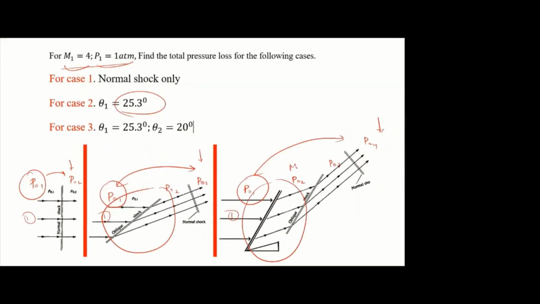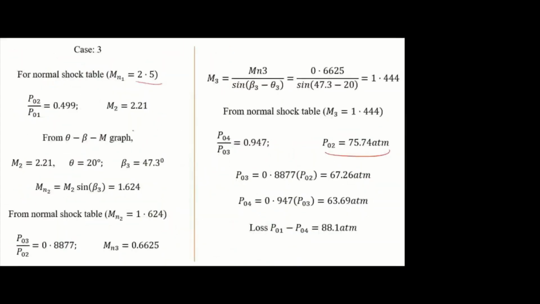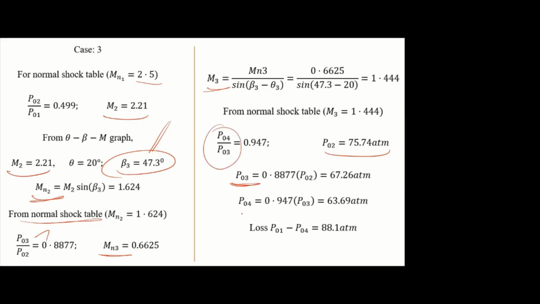So up to P02, M2, they are taking from case 2 itself. M2, P02, everything they are taking from case 2 itself. Then using that M2, using the beta value for the second oblique shock wave, they are finding Mn2 again. Once you know the Mn2 for the second oblique shock wave, they are finding Mn3, then M3, then P03 by P02, then the P03 value, and finally this ratio P04. So here they are finding the loss, it is 88.